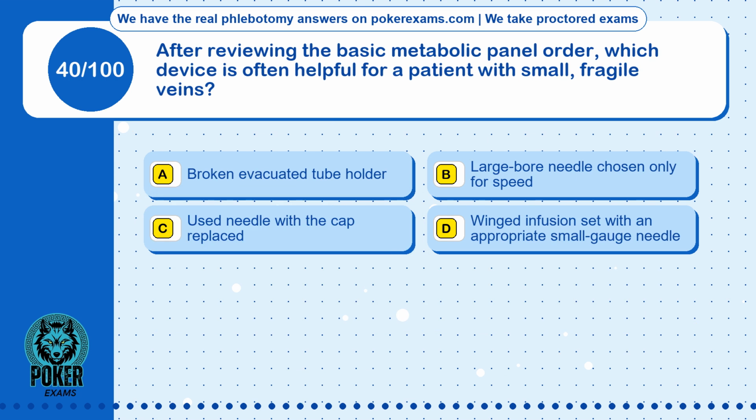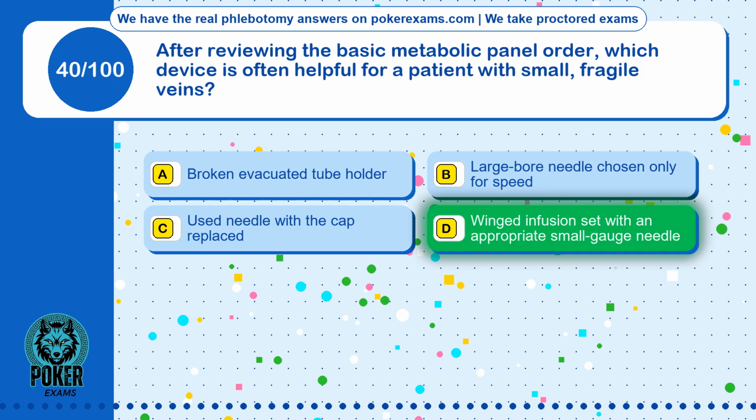Question 40. After reviewing the basic metabolic panel order, which device is often helpful for a patient with small, fragile veins? Option A. Broken evacuated tube holder. Option B. Large bore needle chosen only for speed. Option C. Used needle with the cap replaced. Option D. Winged infusion set with an appropriate small gauge needle.